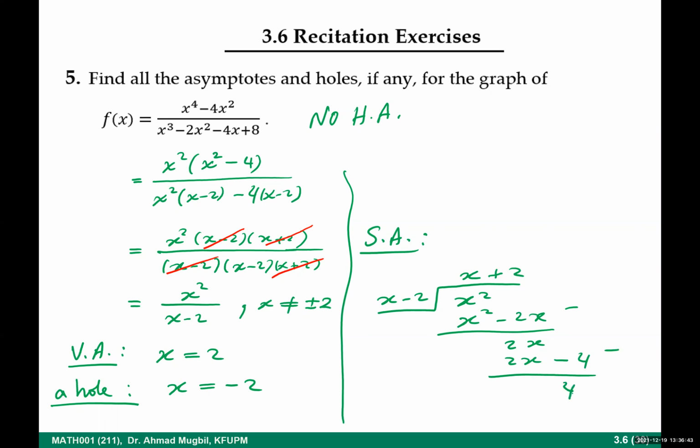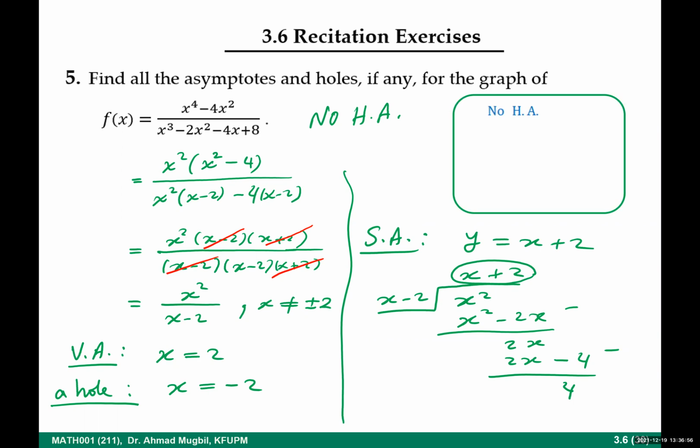Now focus just on the quotient. What is the quotient of the division? So now the slant asymptote is y equals x plus 2. This is the slant asymptote. And the answer is here: no horizontal asymptote, vertical asymptote x equals 2, a hole at x equals -2, and slant asymptote at y equals x plus 2, the line y equals x plus 2.